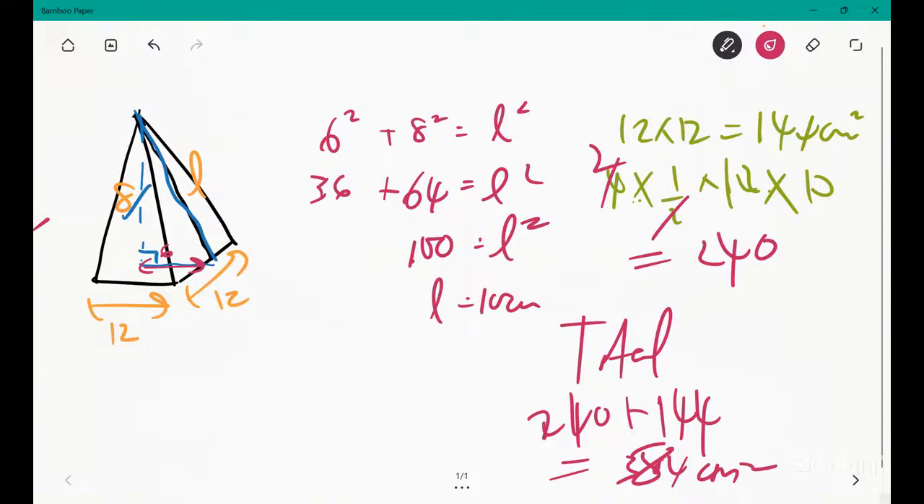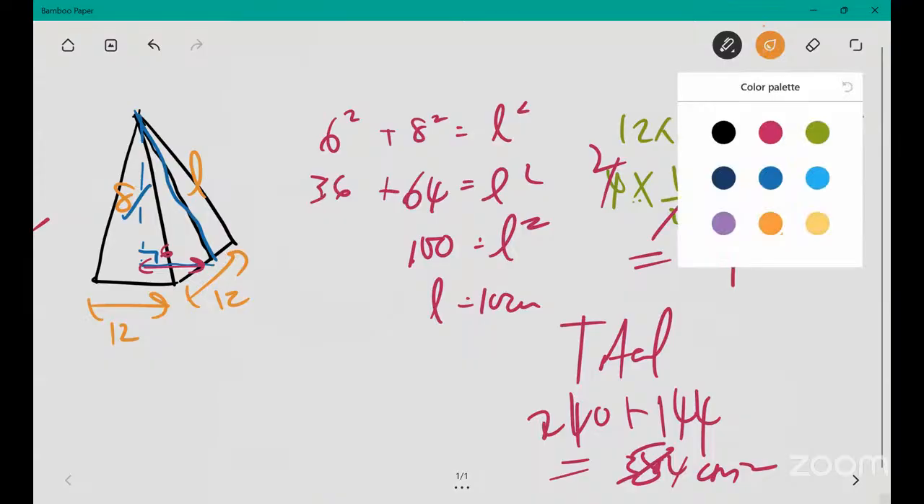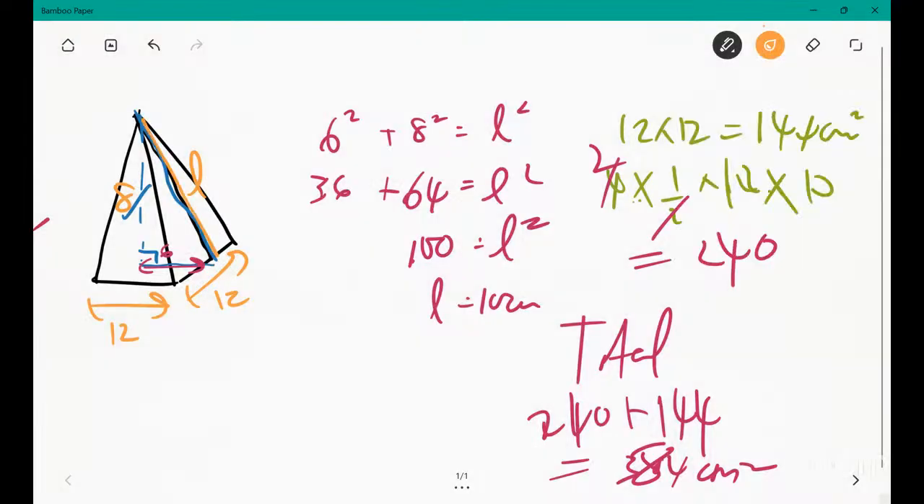Is that understood? So this is one way that they can give you this question. They'll ask you to find the length by using the Pythagoras theorem. So remember here the length that you take is this slanted length when you're calculating the area of a triangle.